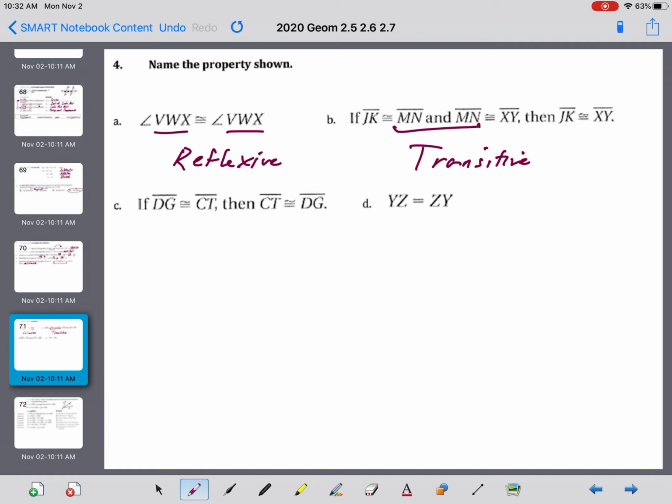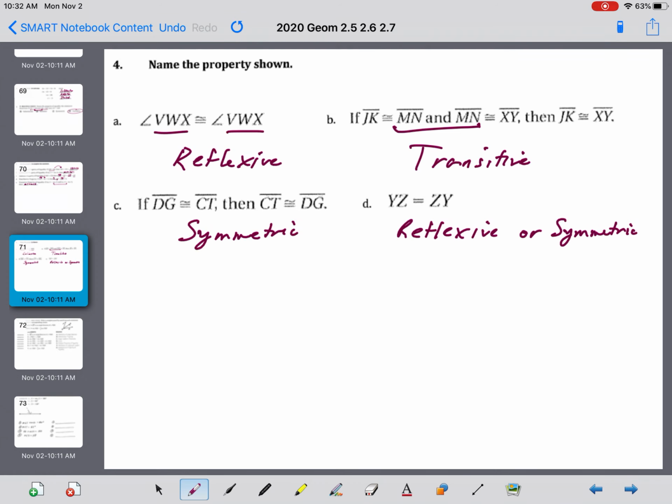This one, letter C, the left and the right side flip. Symmetric. And letter D, you could argue reflexive or symmetric, because ZY and YZ are the same thing. They are flipping, but they're not flipping around the equal sign. So it's kind of either one of these. I'm not going to split hairs on that one. Reflexive or symmetric.